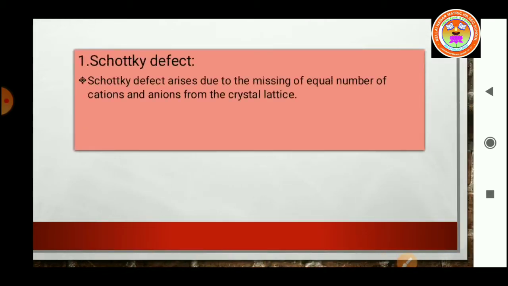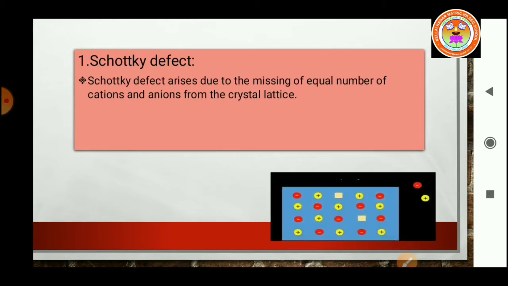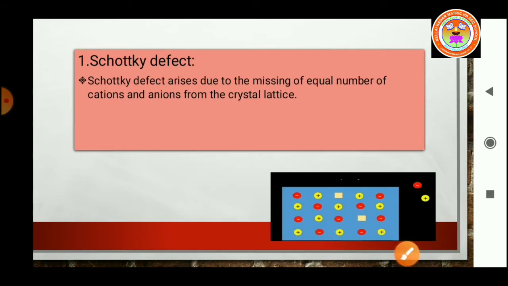What is Schottky defect? See here, Schottky defect arises due to the missing of equal number of cations and anions from the crystal lattice. Now clear, what is Schottky defect? Due to missing of equal number of cations and anions from the crystal lattice. See the diagram, it's clearly indicated one cation and one anion are missing here.